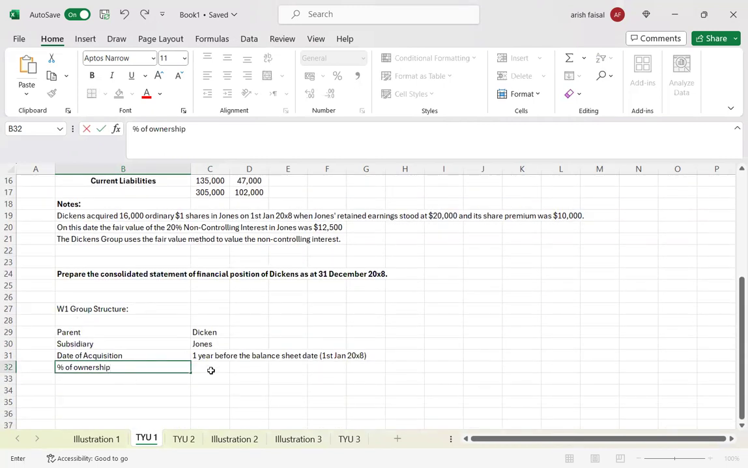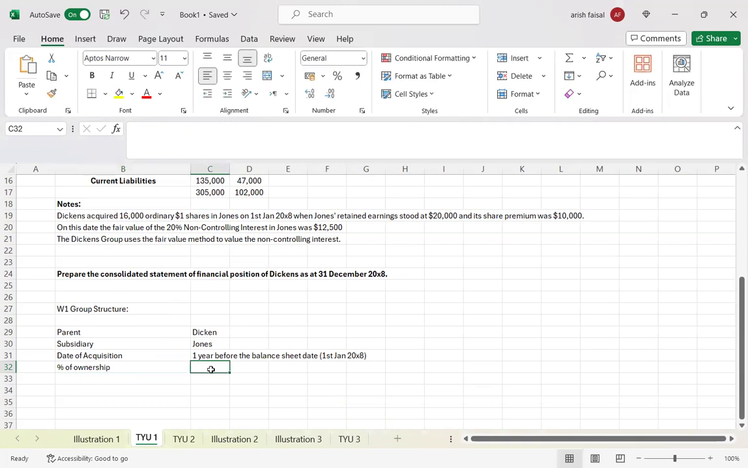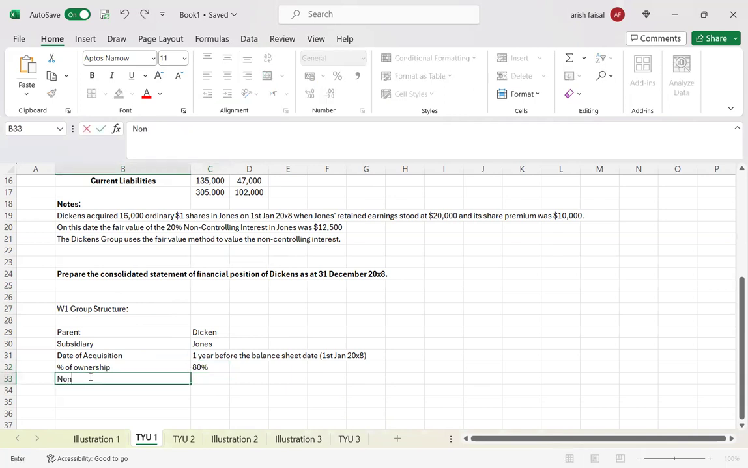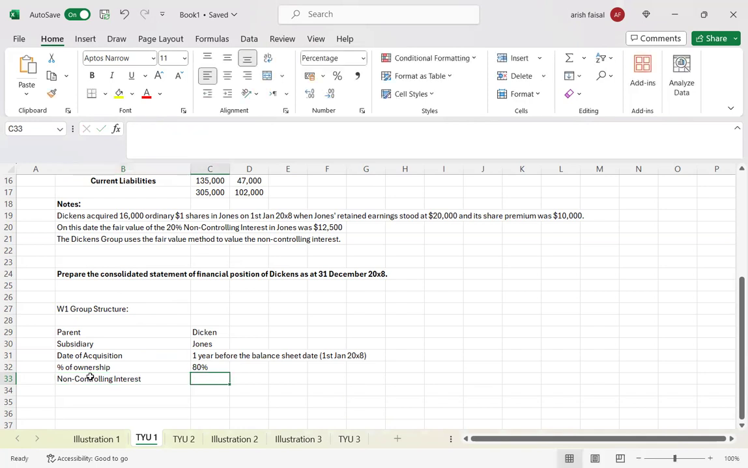So in order to figure out your percentage of ownership, it's going to be 16,000 divided by 20,000 and you will get 80 percent. So the percentage of ownership is 80, whereas the other percentage which you don't own, and which you consider to be your non-controlling interest, is going to be 20 percent.